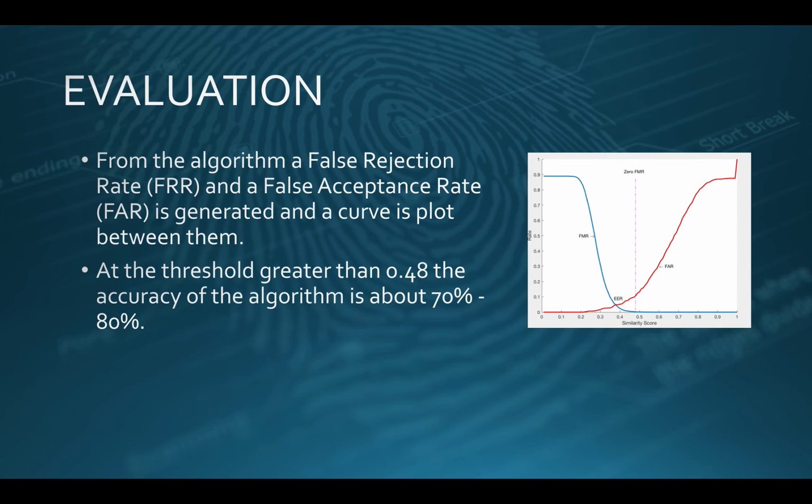In the evaluation, from my algorithm, a false rejection rate and a false acceptance rate are generated, and a curve is plotted between them, as you can see in the graph. As soon as the FMR gets reduced to 0, there is a point, that is my threshold, over which each and every image belongs to the same person. According to my algorithm, the accuracy is coming out to be 70%.